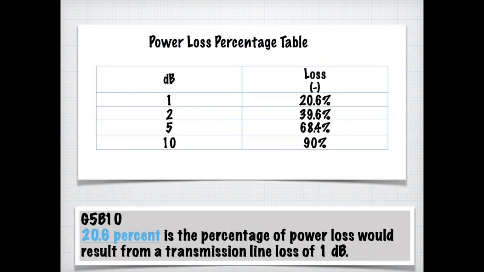This table shows some of the power loss percentages, decibel and then a percentage of loss. For the exam, you need to know that 20.6% is the percentage of power loss that would result from a transmission line loss of 1 decibel, or 1 dB.